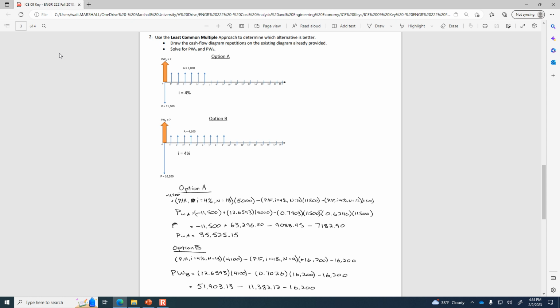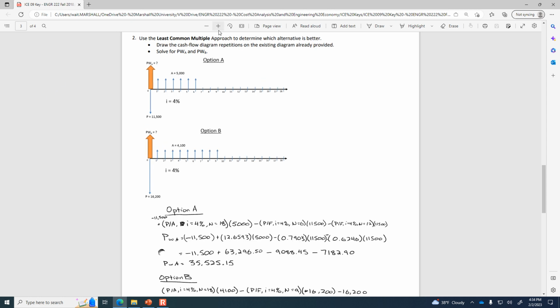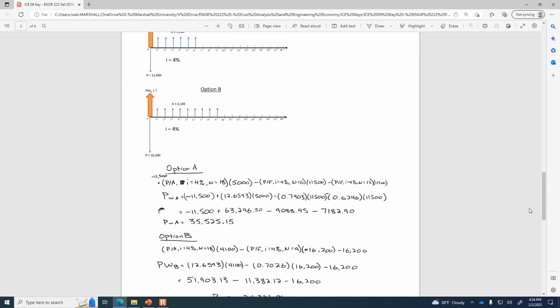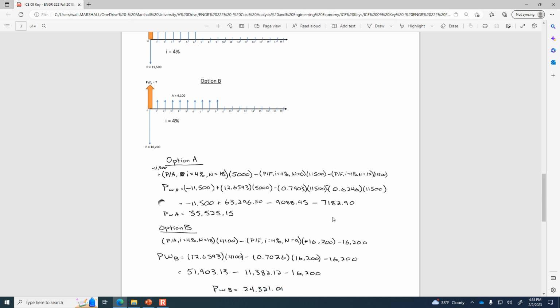And then for option B, we go through a similar process. There's a certain amount that's already at the present, so there's already the first cost of $16,200. That's a minus there. Then we've got the revenue discounted to the present, same factor of 12.6593. This time the revenue is lower though. It's only $4,100. And we only have to repeat purchasing the item in year 9 a second time.